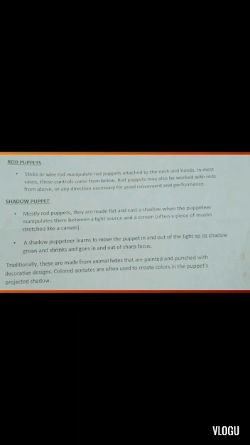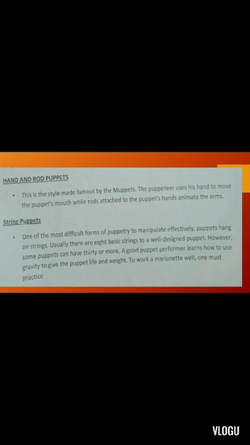Traditionally, they are made from animal hides. They are painted and punched with decorative designs, and colors as well, projected through the projections of light and shadows. And the other type is the hand and rod puppet and the string puppet. In the hand and rod puppet, you can control the rods through hands, and in string puppets, you control the puppets through strings.